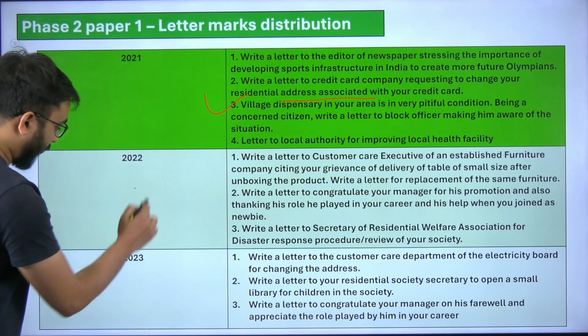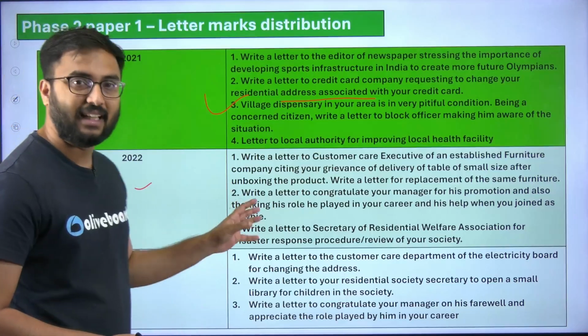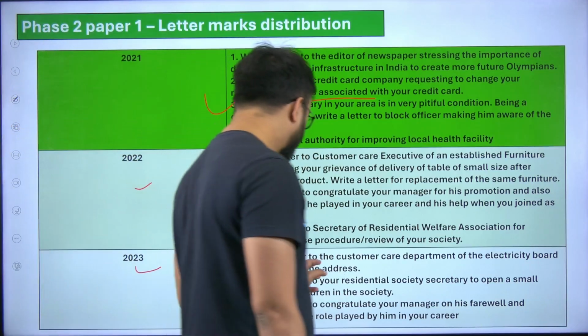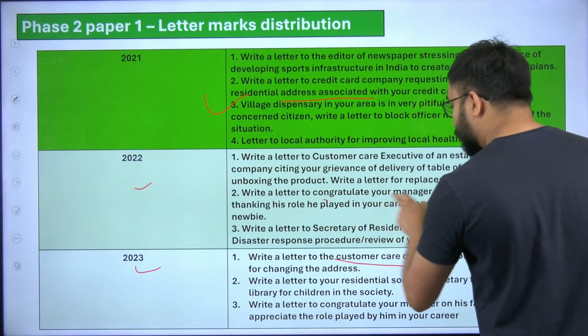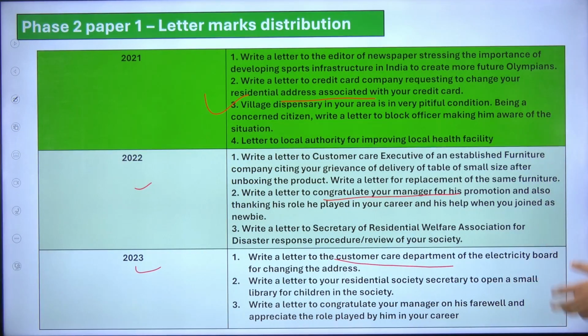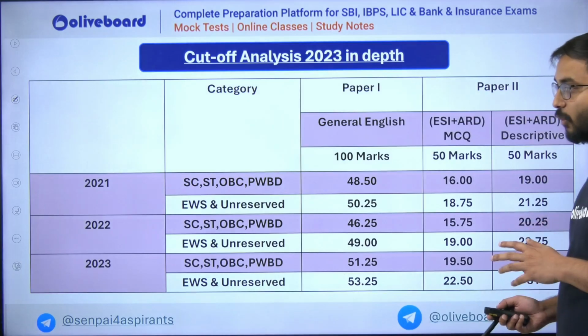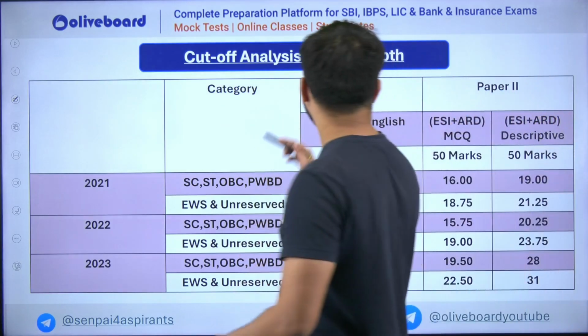From 2022 and 2023, you will see more formal letters, like letters for the customer care department, or letters for your manager to congratulate him on his promotion. Such types of letters are asked. Now, how to score more through the cutoffs?